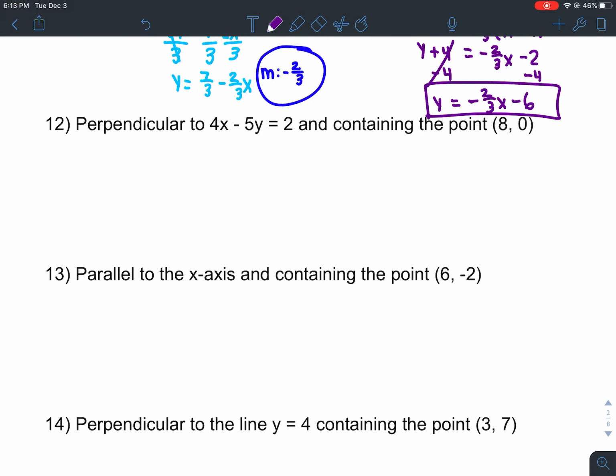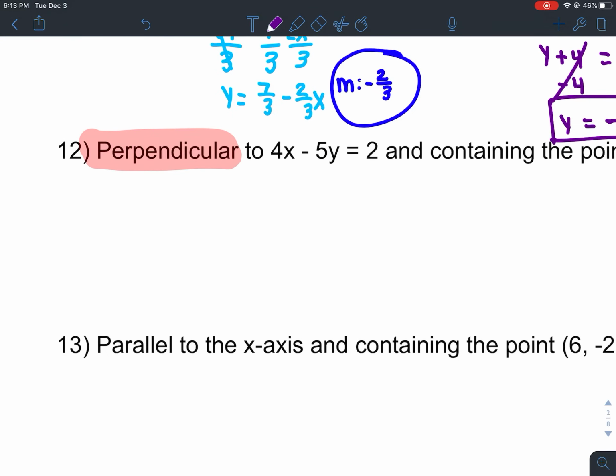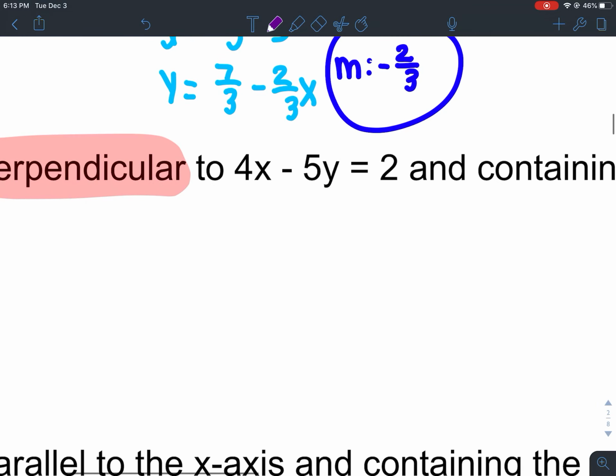All right, moving on to number 12. We want it perpendicular to 4x minus 5y equals 2 and containing the point (8, 0). I want perpendicular this time, so that means not the same slope. Do I know the slope of this equation? No. Again, you want it to be in y equals mx plus b form, and it's not. Get y by itself so that you can see the slope. So you're going to subtract 4x first.